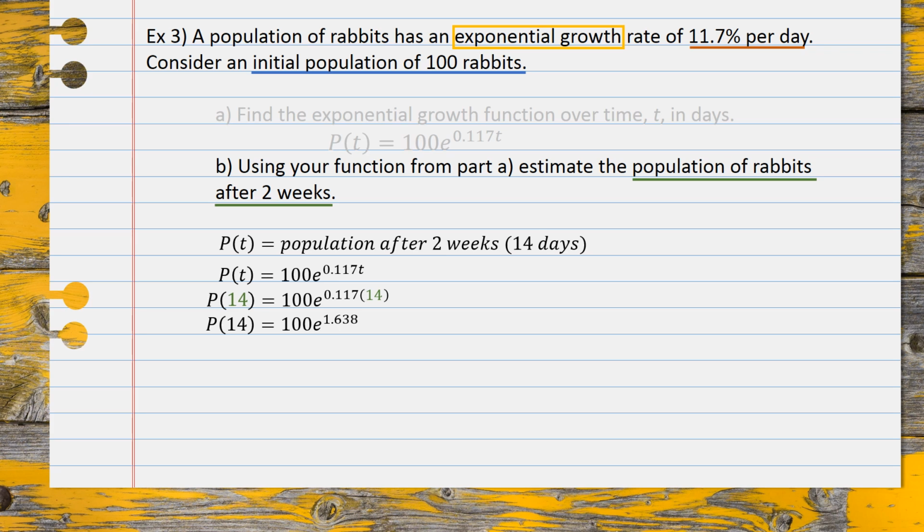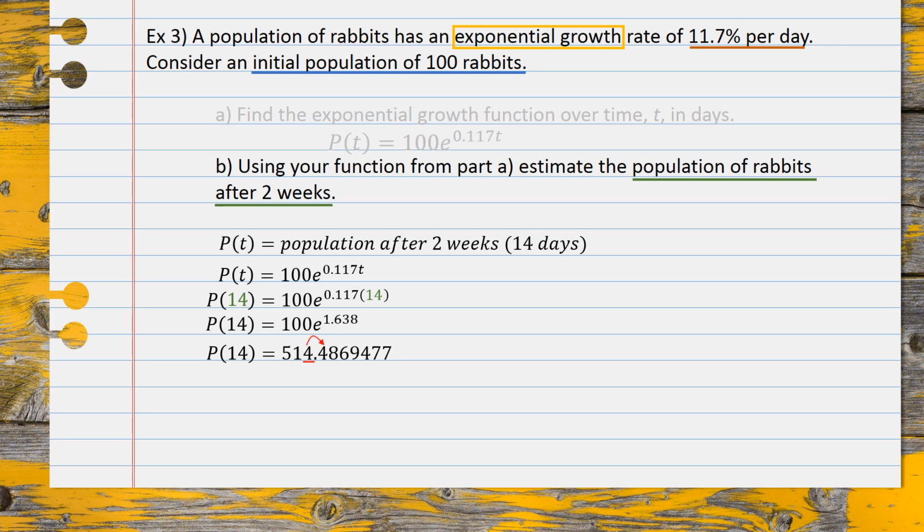From here, we're now ready to pick up a calculator. Type in 100 times e raised to the power of 1.638. And hopefully you found the result to be 514.4869477. Now, although we've done everything correct, keep in mind what we're talking about. This is not money. This time we're talking about rabbits, real animals, which means we're not going to round to two places past the decimal. Instead, we are going to round to the nearest whole number.